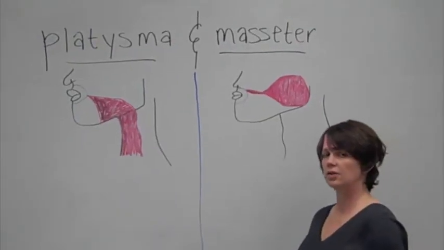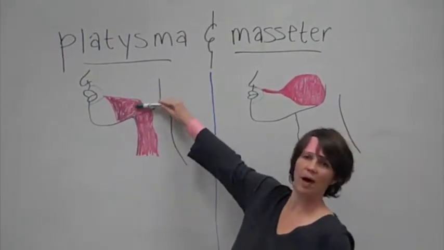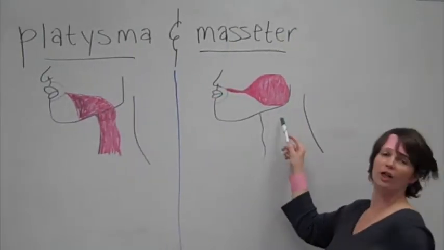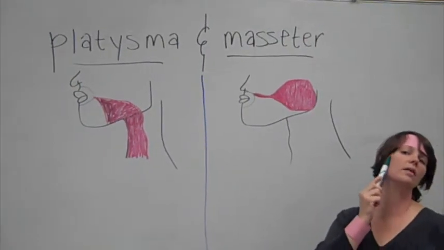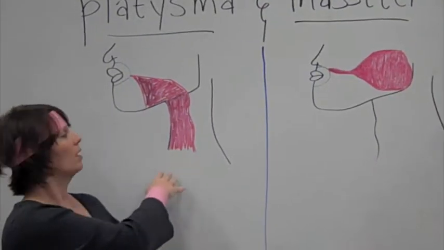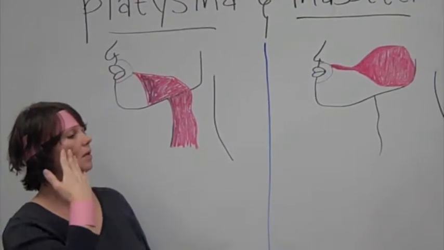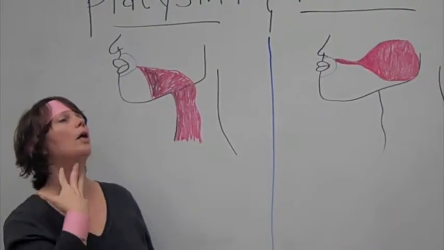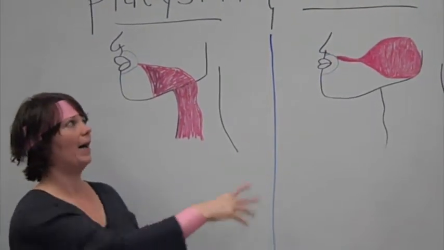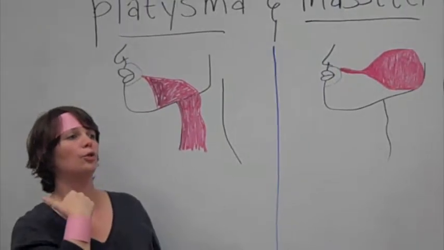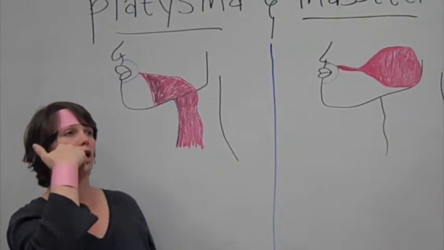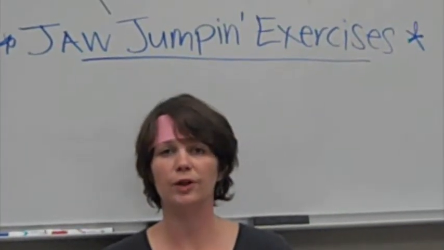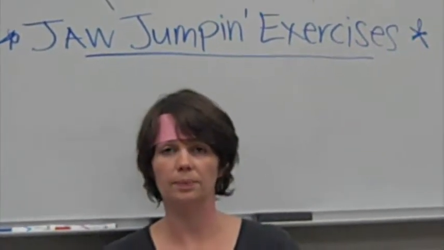Now we're going to focus on the jaw muscles. The platysma, the big muscle under here, and the masseter, this muscle right in here. The platysma muscle helps draw open the mandible. The mandible is your bottom jaw here. It helps draw it open. The masseter muscle helps to close it, so it draws it back up to close. Here are some jaw exercises to help strengthen Lloyd's jaw muscles.